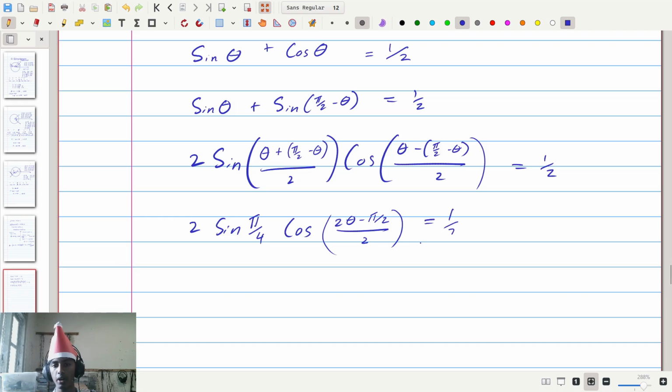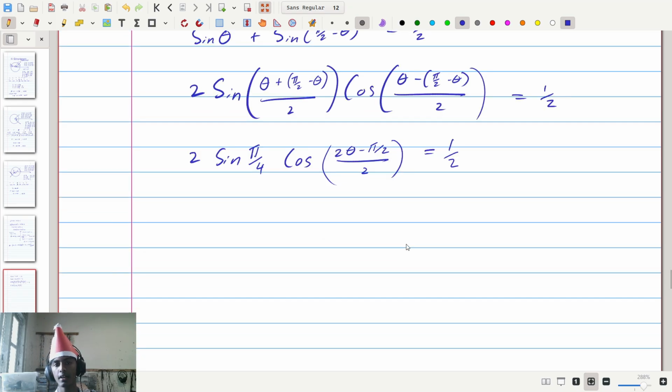This is now equal to half. So here I know the sine of pi by 4. We know it. It's a basic non-trigonometric value. It is 1 divided by root 2. So there we have sine of pi by 4 as 1 divided by root 2. I'm going to substitute that in. Over here I'm going to simplify this internal expression as 2 theta divided by 2 as just theta. So we have cosine of theta minus pi by 2 divided by 2 is negative pi by 4. So we have minus pi by 4 is equal to half.